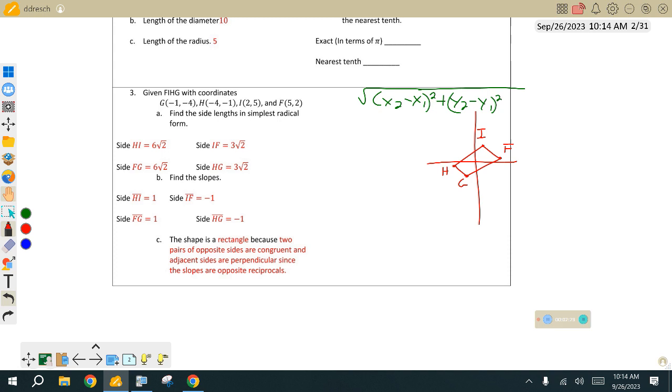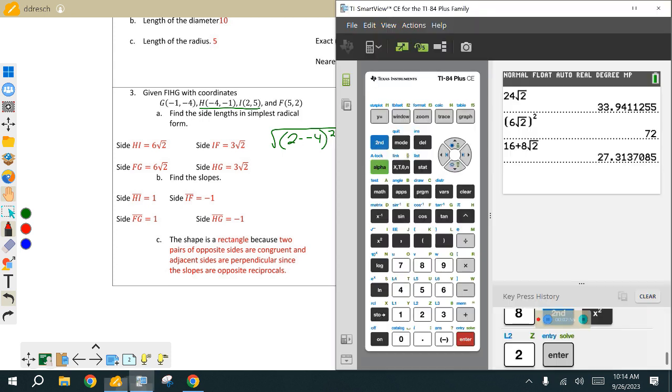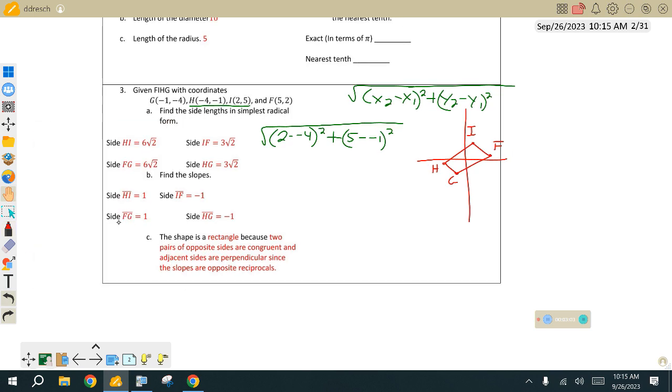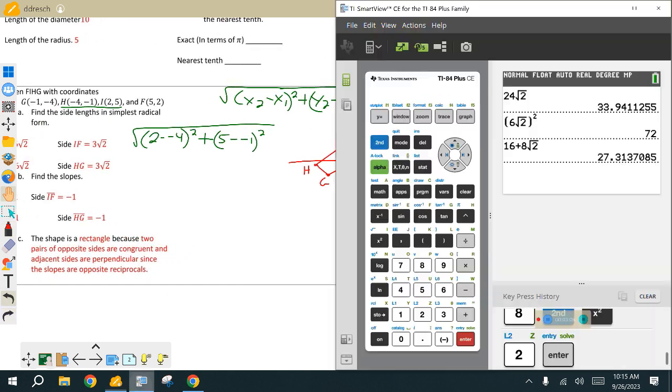So that's what I did with HI. I took the coordinates and plugged them on in. So where's HI at? All right, HI is right here. That's what I did on my notepad off to the side: x minus x squared plus y minus y squared. So 5 minus -1 squared. And then I went to my calculator and plugged that in like we've been doing, guys. That should not be anything too crazy with your calculator.